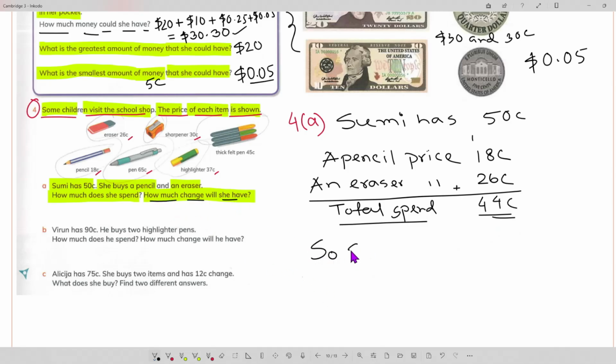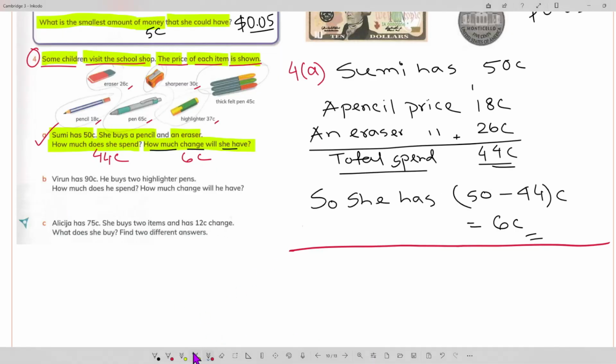She had 50 cent minus 44 cent that she spent. So she has 6 cent. Clear? So here are 2 answers. First, how much does she spend? She spent 44 cent. And how much change will she have? She has 6 cent. Number A, done. Number B.